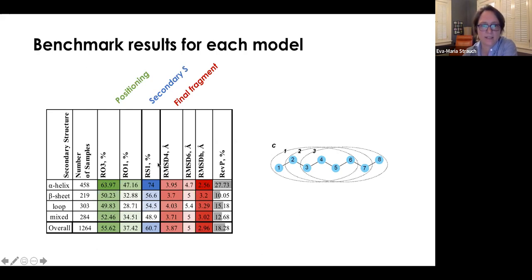Similarly, for predicting the secondary structure, again here we start with already existing positioning, but it's a secondary structure prediction in context of binding. And that's pretty high. But then when you look at the final fragment position and the actual backbone building there, we still have really close RMSDs to the native ligands.